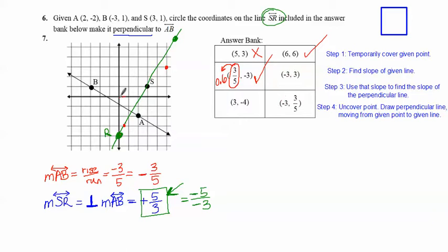Point (-3, 3) would be starting at the origin, going left 3, and then up 3. That point is not on the line. (3, -4): you go 3 to the right and then 4 down. Obviously that's not on the line. And (-3, 0.6)... 3 to the left, and then a little bit more than halfway up. It's right around here. That point also is not on the line. So I would say that the only points that I would circle, include in my answer, are (3/5, -3) and (6, 6).